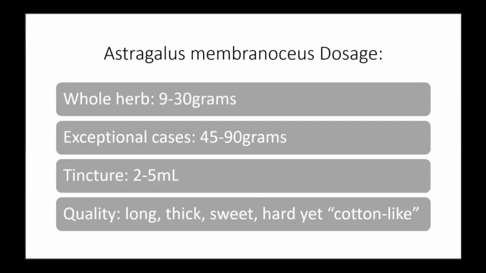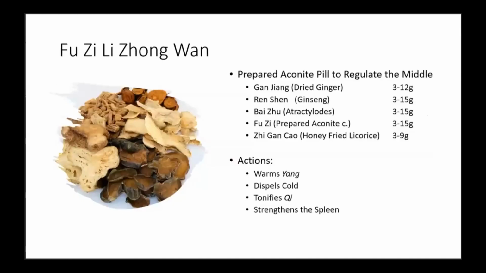Dosing, here you go. Big doses, 45 to 90. Most of the time, 9 to 30. Tincture, 2 to 5. I don't like tinctures as much when you have mushrooms that are polysaccharide rich, or astragalus, which is polysaccharide rich. Those are water soluble components. So I like powders a lot better.